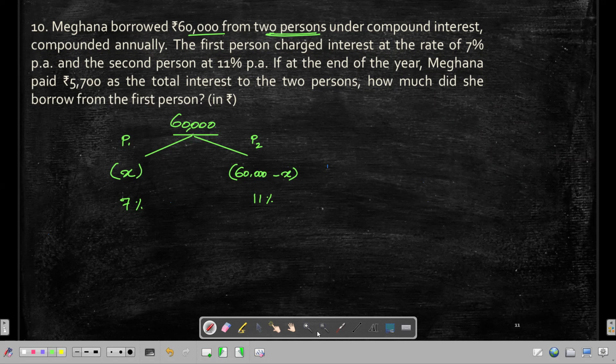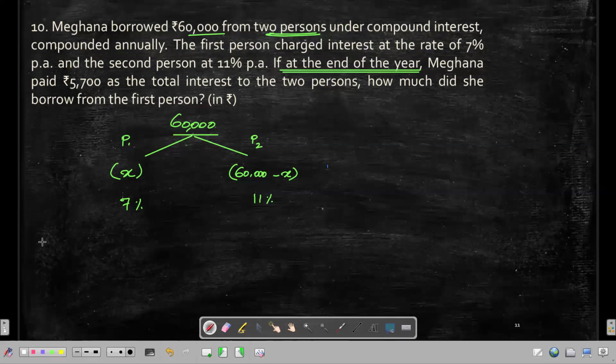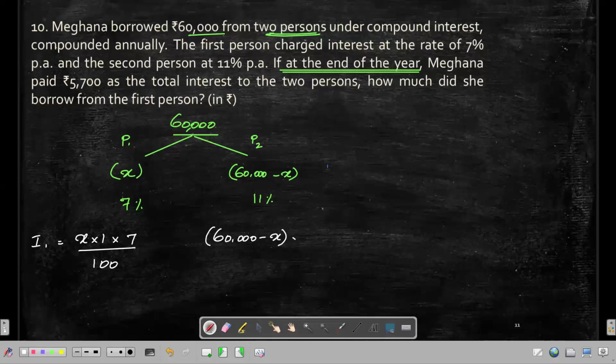So if you are considering only a 1 year span of time, like indicated in the question, there is no difference between simple interest and compound interest. So let us find out the interest for that first year. It is nothing but P into number of years into R by 100. Similarly, here it will come as 60,000 minus X, the principal. Number of years will be 1. Rate of interest is 11 by 100.